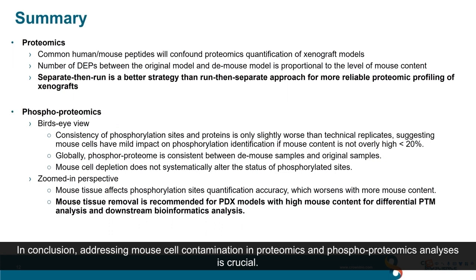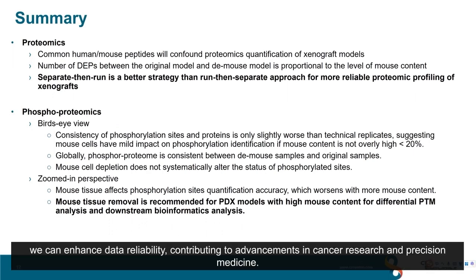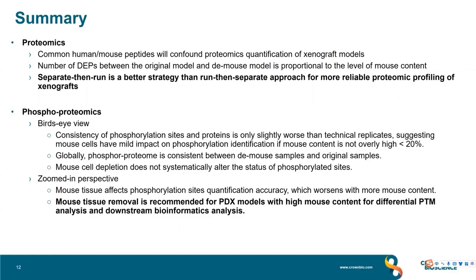In conclusion, addressing mouse cell contamination in proteomics and phosphoproteomics analysis is crucial. By employing appropriate strategies and careful data interpretations, we can enhance data reliability, contributing to the advancement in cancer research and precision medicine. These insights will aid in developing targeted therapies and personalized treatment options for cancer patients.